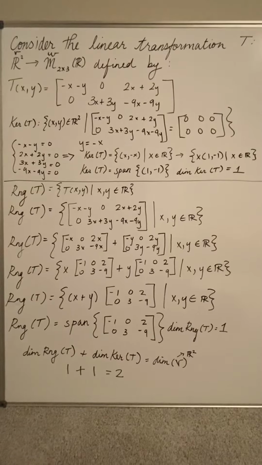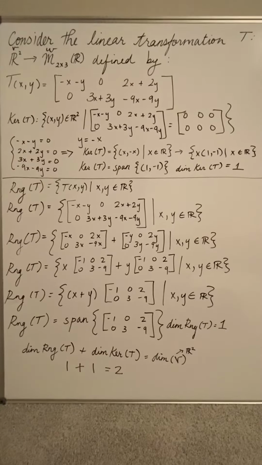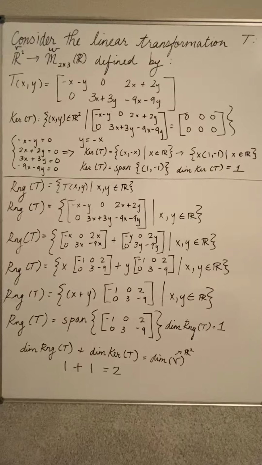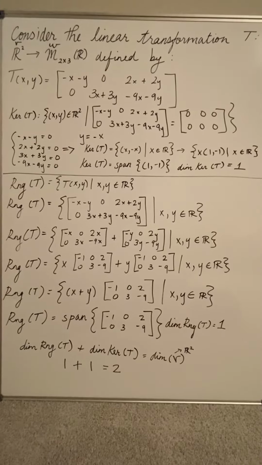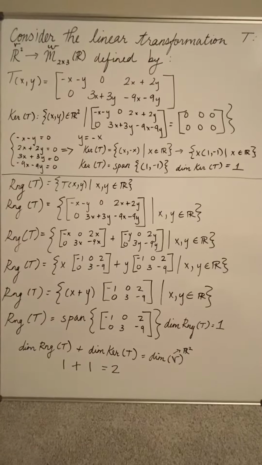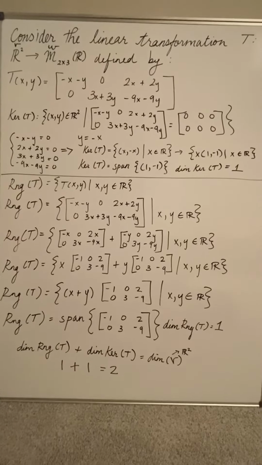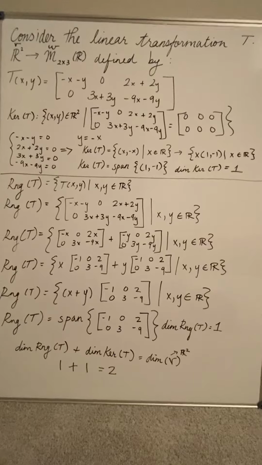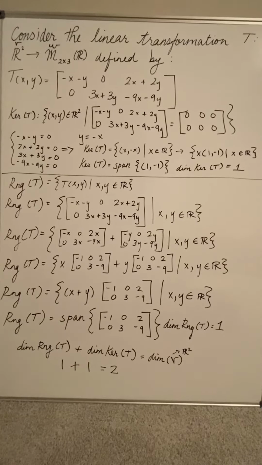The question states: consider the linear transformation T going from R2 to M23 by T(x, y) is equal to the matrix with rows negative x negative y, 0, 2x plus 2y, 0, 3x plus 3y, and negative 9x minus 9y. And the question is asking us to find the kernel, the range, as well as both of their dimensions.